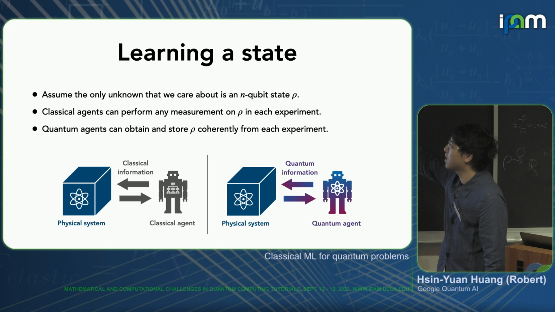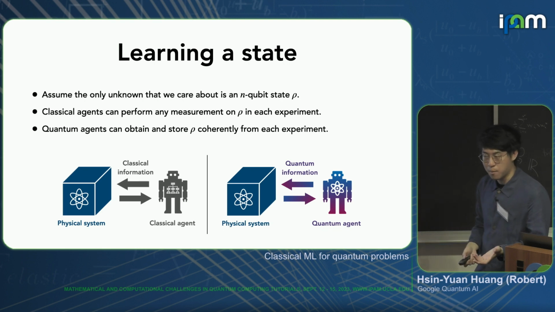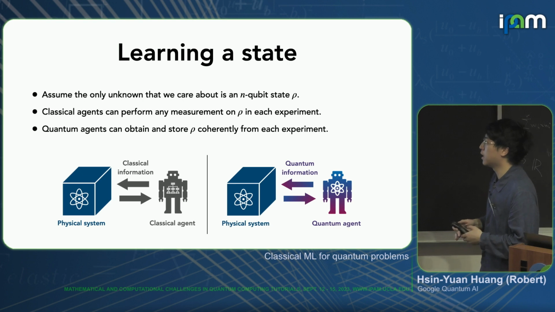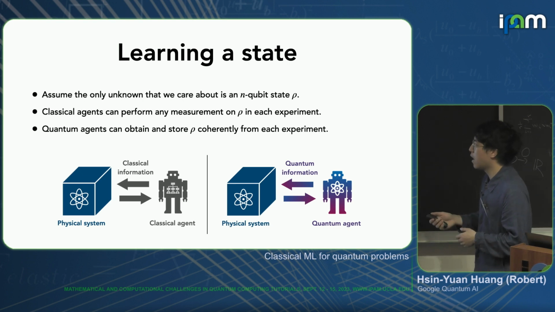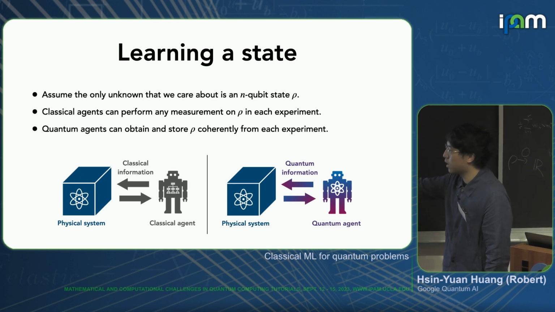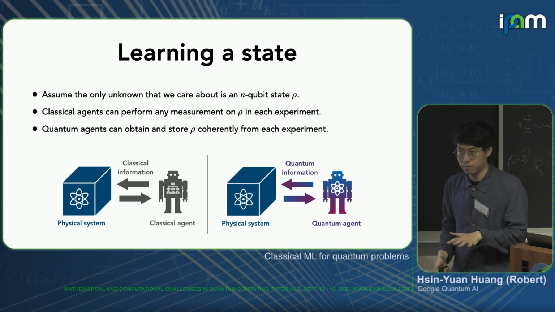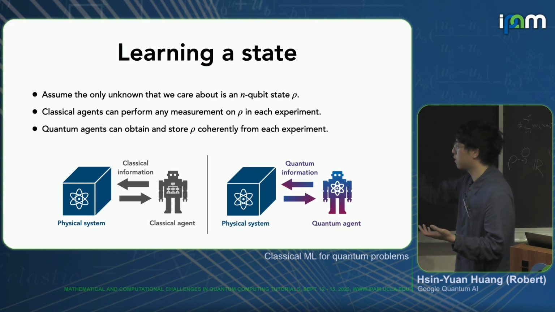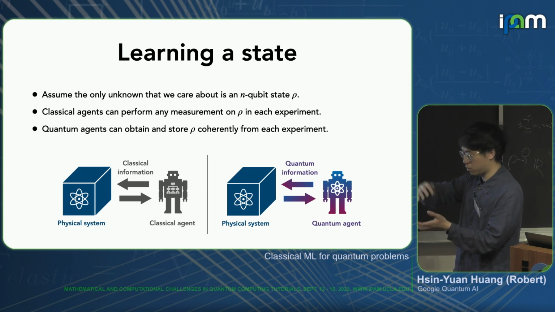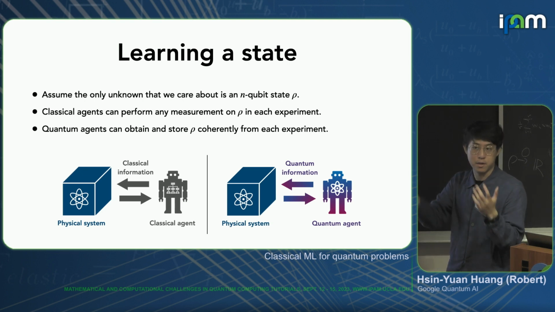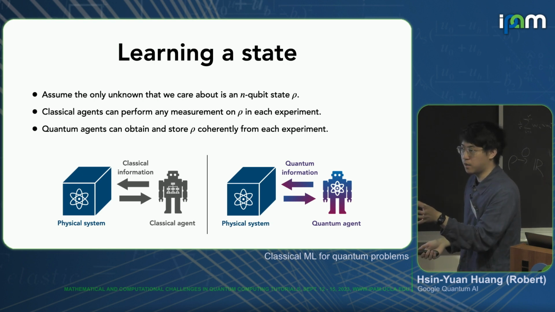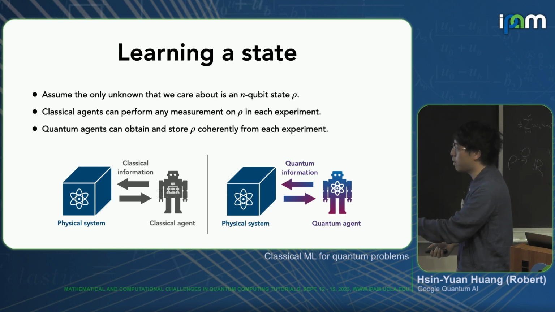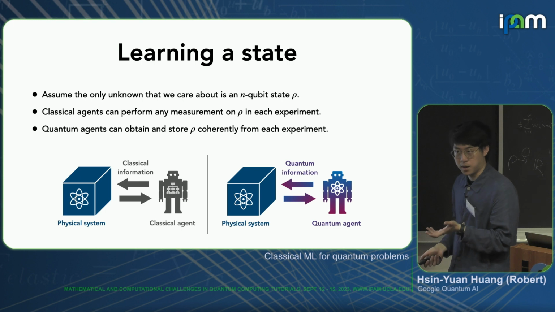And so, similar to before, there's some n-qubit state rho that we care about. We would like to be able to learn it. We would like to be able to make predictions about it. And the classical agent, what it can do is perform measurements on rho. So in each experiment, it performs some POVM, kind of like what I talked about. Maybe it rotates the system that it evolves and then measures. So it gets classical data, it stores all this classical data in classical memory, processes it, and then makes predictions.